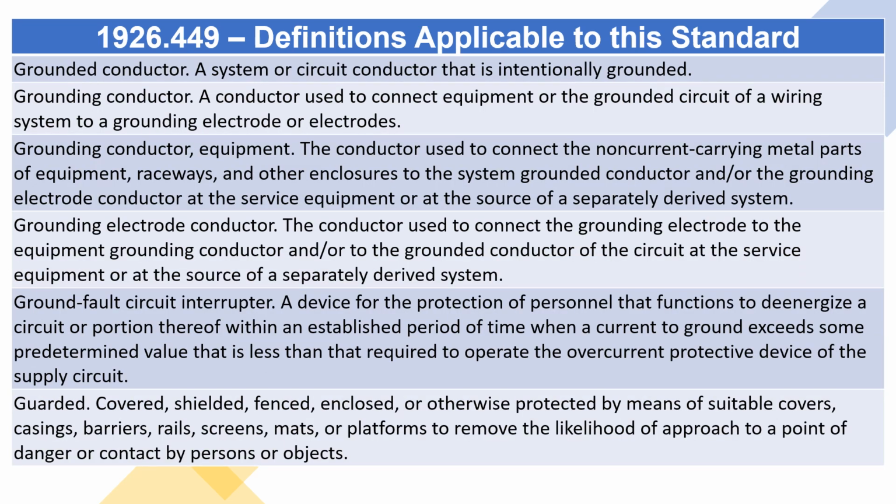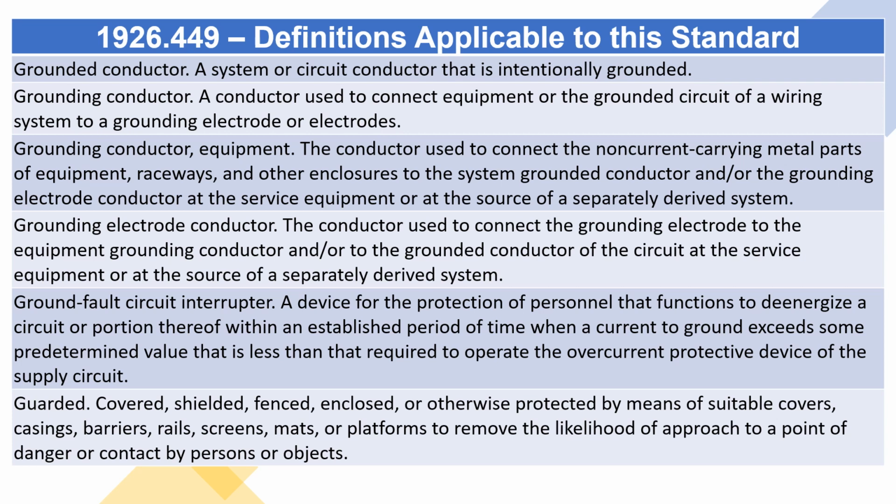Grounded conductor. A system or circuit conductor that is intentionally grounded. Grounding conductor. A conductor used to connect equipment or the grounded circuit of a wiring system to a grounding electrode or electrodes. Grounding conductor, equipment. The conductor used to connect the non-current carrying metal parts of equipment, raceways, and other enclosures to the system grounded conductor and/or the grounding electrode conductor at the service equipment or at the source of a separately derived system. Grounding electrode conductor. The conductor used to connect the grounding electrode to the equipment grounding conductor and/or to the grounded conductor of the circuit at the service equipment or at the source of a separately derived system.